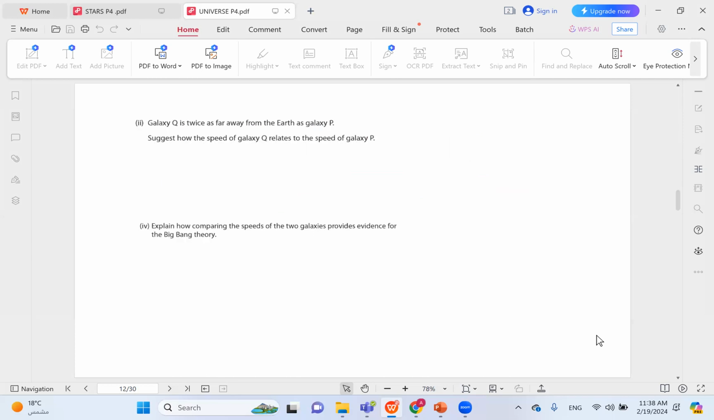Galaxy Q is twice as far away from the Earth as Galaxy P. Suggest how the speed of Galaxy Q relates to the speed of Galaxy P, and explain how comparing the speeds of the two galaxies provides evidence for the Big Bang theory. So let's start with IV first.